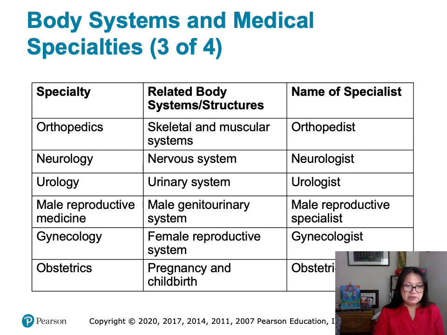Gynecology is the medical specialty that deals with the female reproductive system, while obstetrics is the medical specialty that focuses on treating women during pregnancy and childbirth. Both specialties involve the breast, ovaries, uterus, vagina, and related structures. A gynecologist is a physician who specializes in gynecology, and an obstetrician is a physician who specializes in obstetrics. Often, an individual physician may be trained in both.